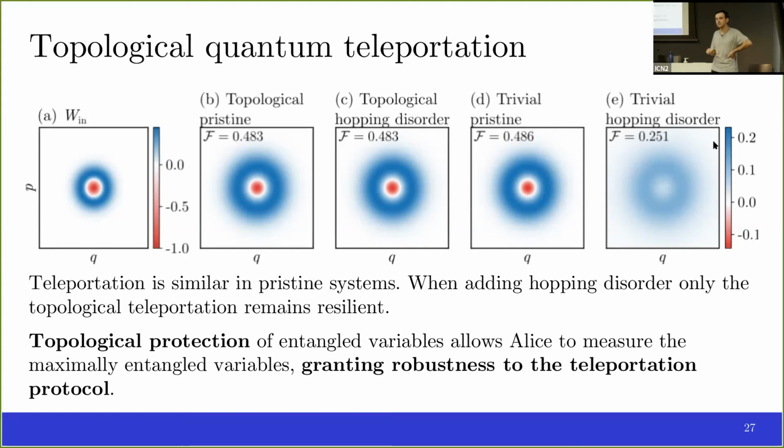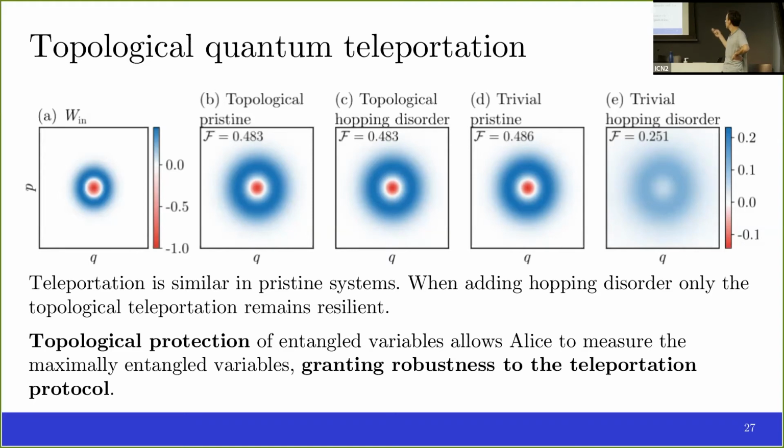For the pristine systems, the output fidelities are pretty much the same, as shown in panels B and D. But when introducing hopping disorder, the topological system remains perfectly robust. The fidelity is just the same as for the pristine system. However, for the trivial system, the fidelity is highly reduced. And something interesting here is that the output Wigner function does not present negative values. Thus, the quantum information of the input single photon state is lost due to disorder in the trivial system.